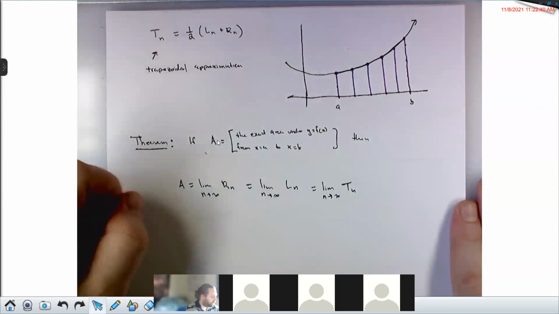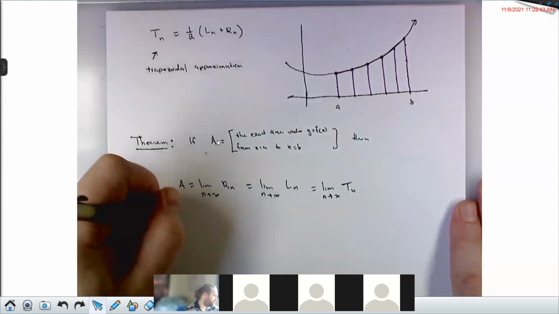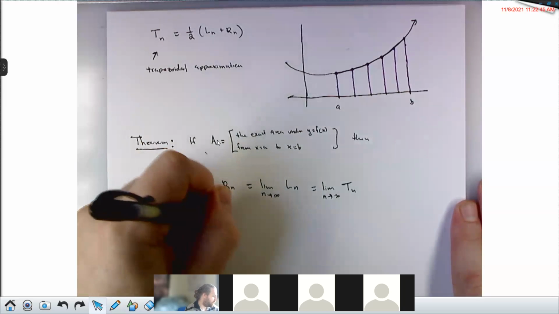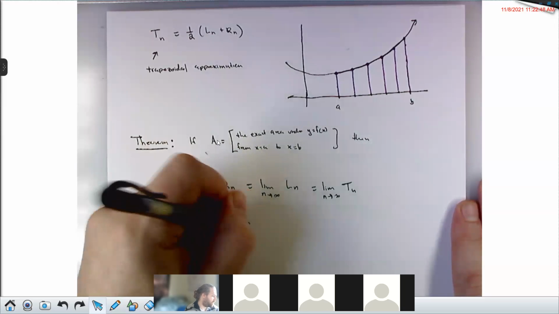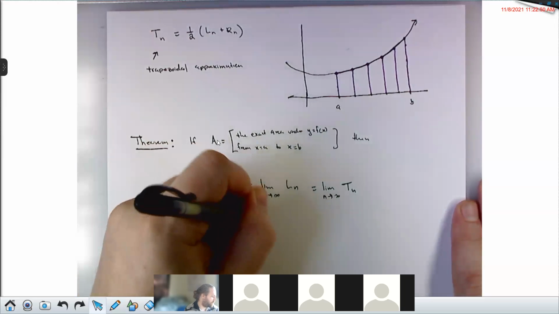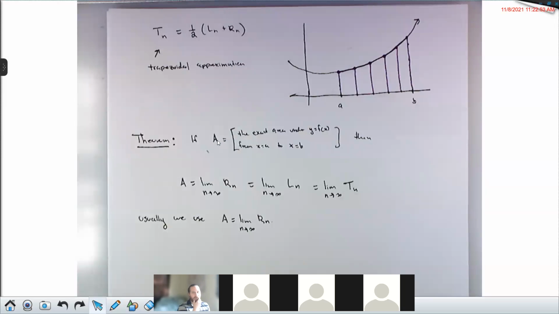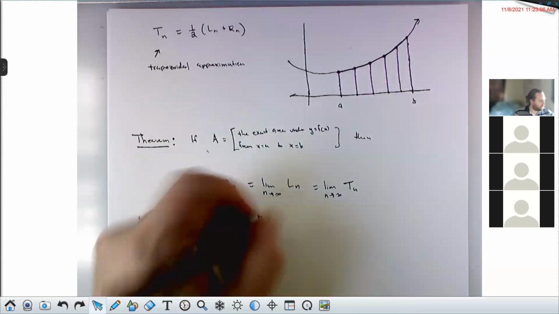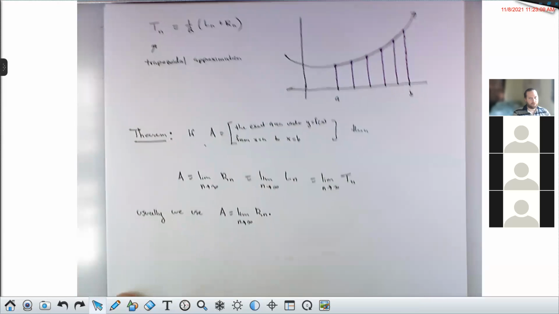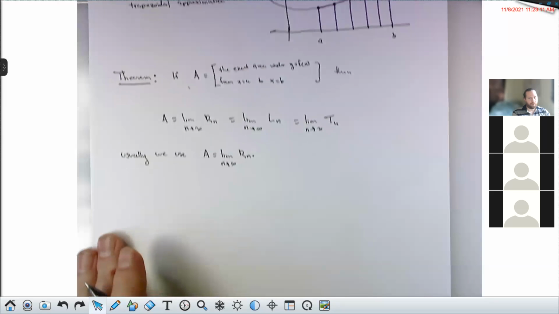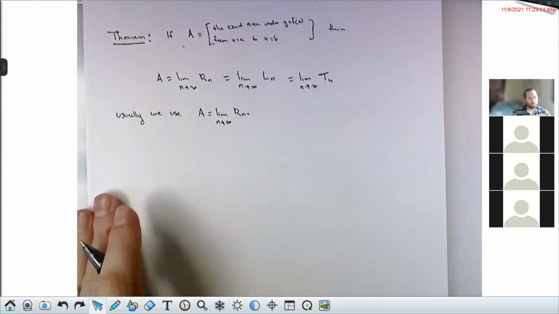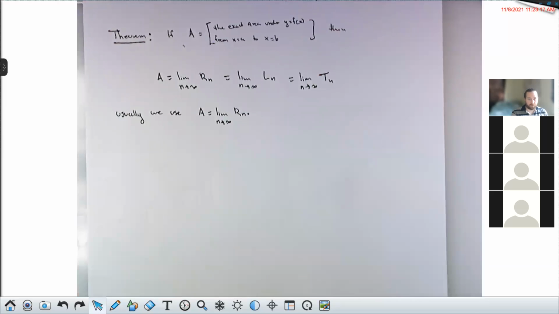All of these will give you the exact area if you send n to infinity. And usually we use the limit as n goes to infinity of Rn, because it's just the nicest one to work with. The pieces are the least ugly there. Now we did use this last time to calculate the area under x squared from 0 to 1. I would like to use this to calculate a few more areas, and then we're going to talk about applications to physics.